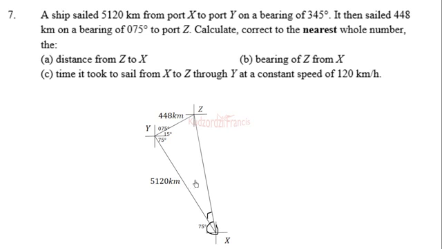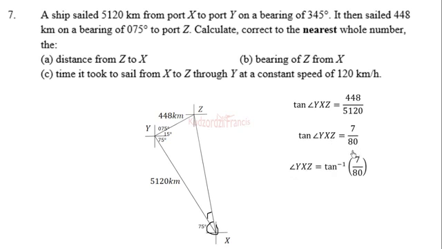Therefore, we can use the tangent ratio to obtain angle YXZ. So tangent of angle YXZ will be 448 over 5,120. That means tangent of angle YXZ is 7 over 80. Take the tan inverse of both sides to get angle YXZ to be tan inverse of 7 over 80, and that will be equal to approximately 5 degrees. So it means this angle is 5 degrees.